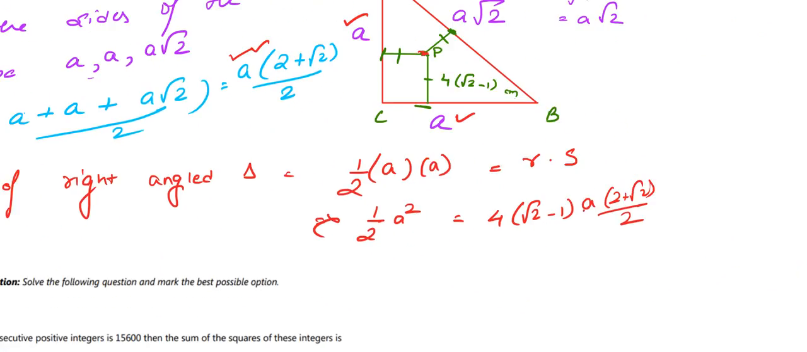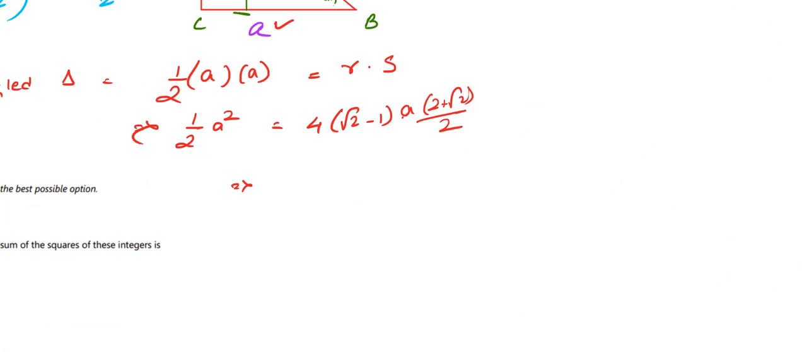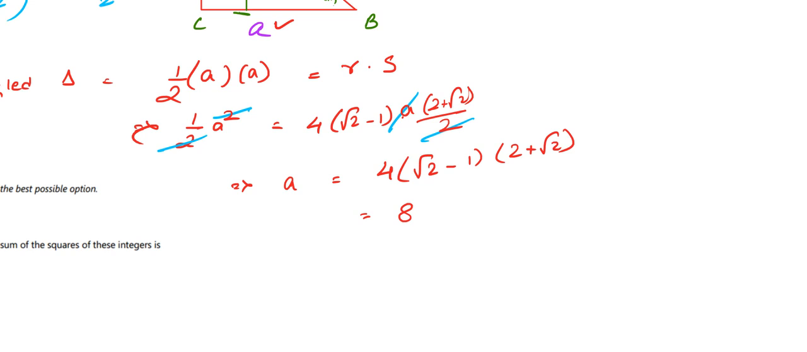Now we can solve this equation very easily. Here the 2 gets cancelled out. Here we have one a and this is a², so this a gets cancelled out. So now we are left with a on the left-hand side. On the right-hand side we have 4(√2 − 1)(2 + √2). Solving this, we will get 8√2 − 8 + 8 − 4√2. So solving this we get 4√2. So this is the value of a.